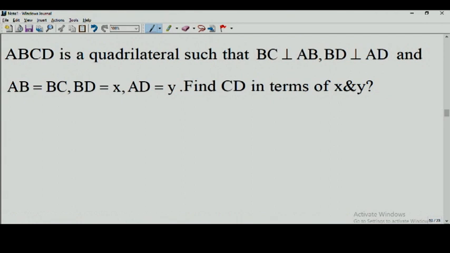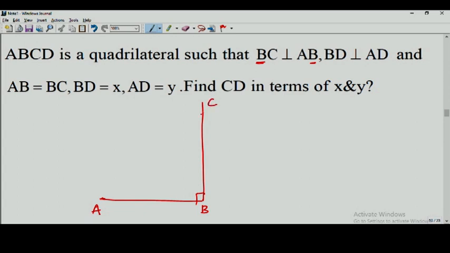Next question. ABCD is a quadrilateral such that BC is perpendicular to AB. Okay, let's draw that. Let us take B, because the common point is B for both. If it is perpendicular, then definitely the angle should be a right angle at B. So it is AB, C.